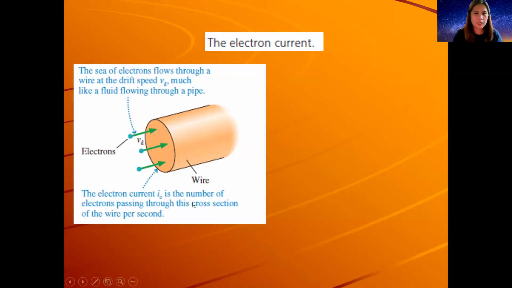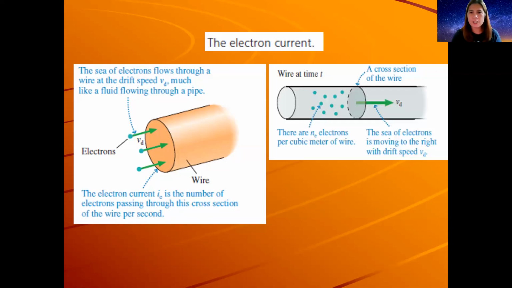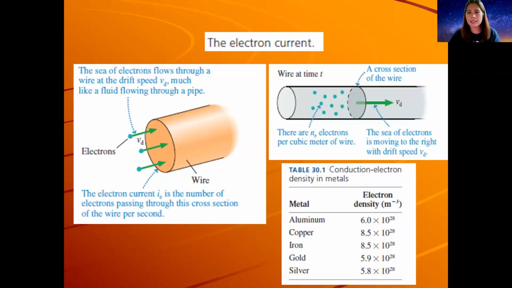Okay, so the electron current is the number of electrons passing through this cross-section of wire per second. Every metal has its own number of free electrons per cubic meter of volume. If you look at the table here, you have aluminum. For aluminum, if you have a volume of 1 cubic meter of solid aluminum, then you'll have 6 times 10^28 electrons per cubic meter. Okay, so that's what we mean by that.